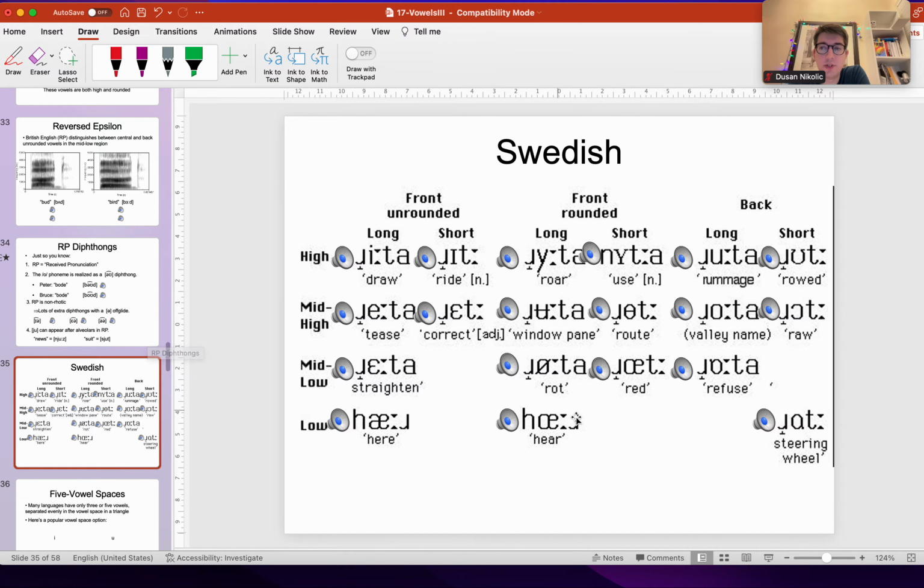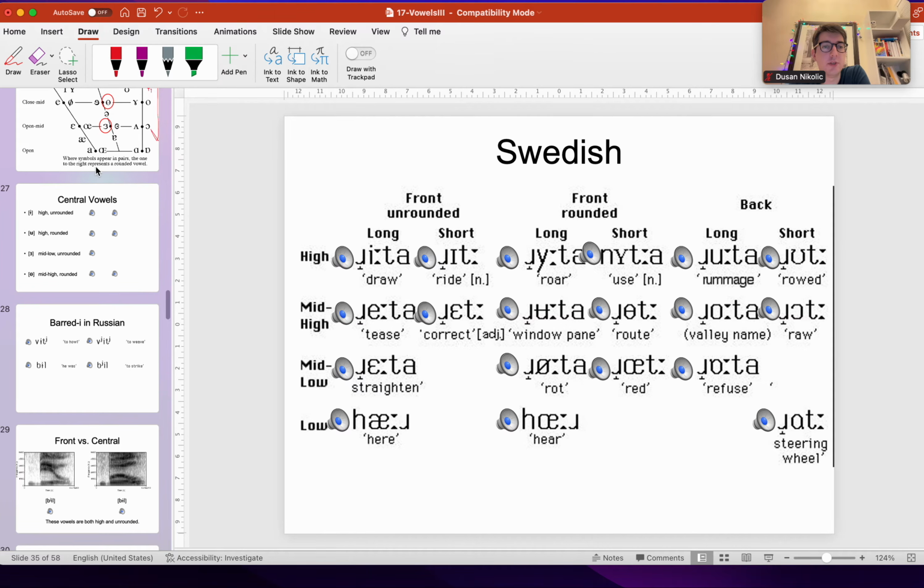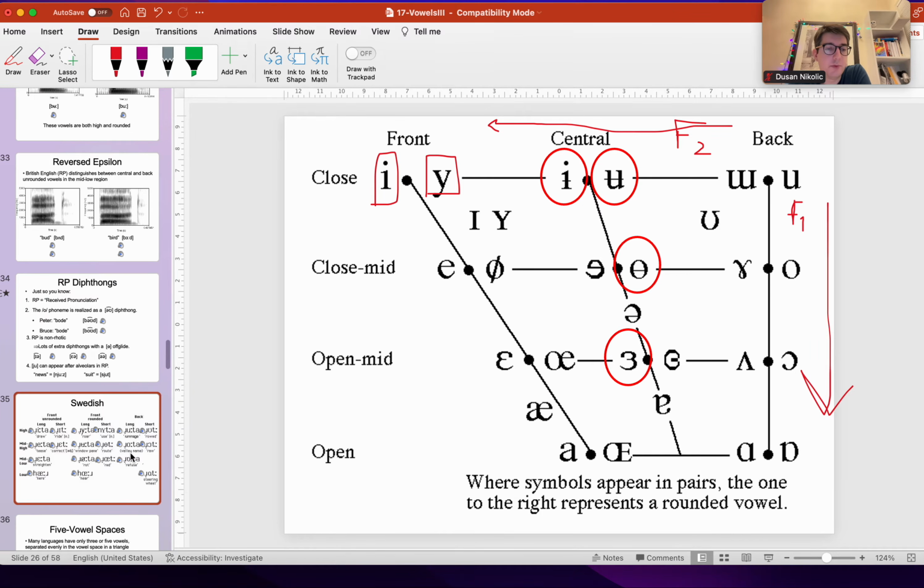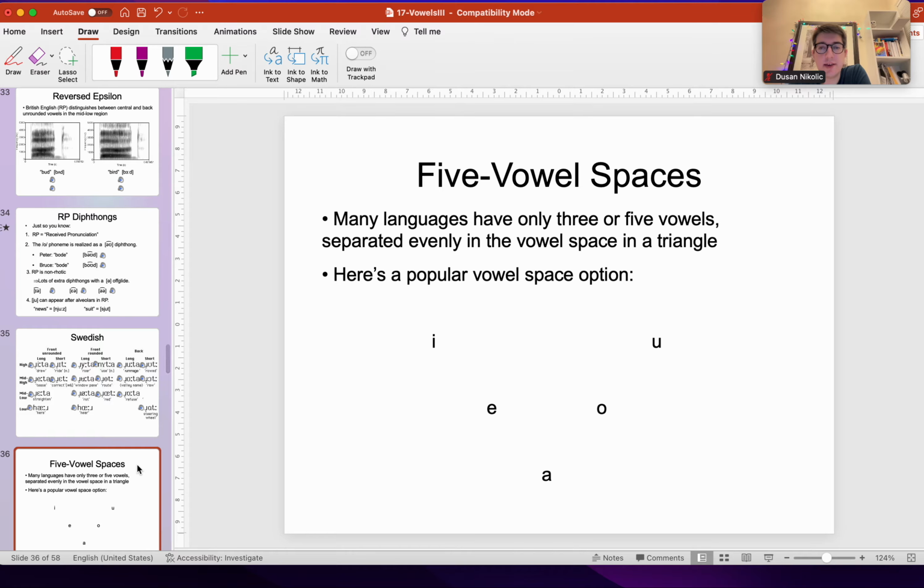Try to refer to these recordings and to this vowel space. Right. Usually languages have only 3 or 5 vowels separated evenly in the vowel space. In a triangle, here is a popular vowel space option. My language has this kind of vowel space option. That's why it's difficult for me sometimes to produce proper diphthongs in English, and that can lead to some kind of miscommunication, but often it does not.